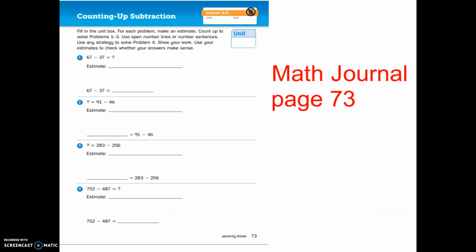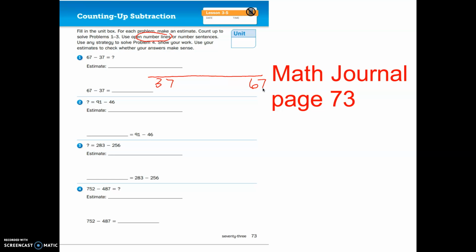So here are some practice problems for you to work on. Page 73 in your math journal. Now, here's what I would do. I would use a number line for each and every one of these. So for example, with this one here, you have enough room. You can make an open number line. You have to start with 37 and end at 67. All right?